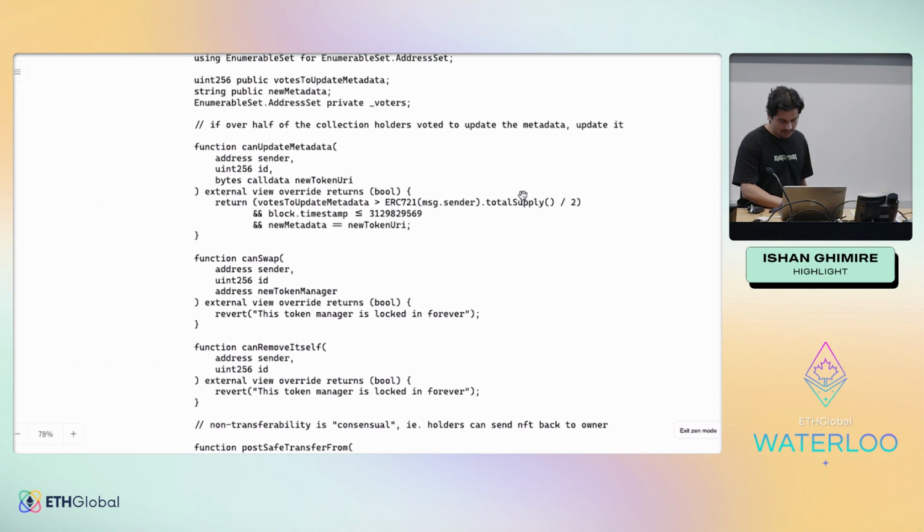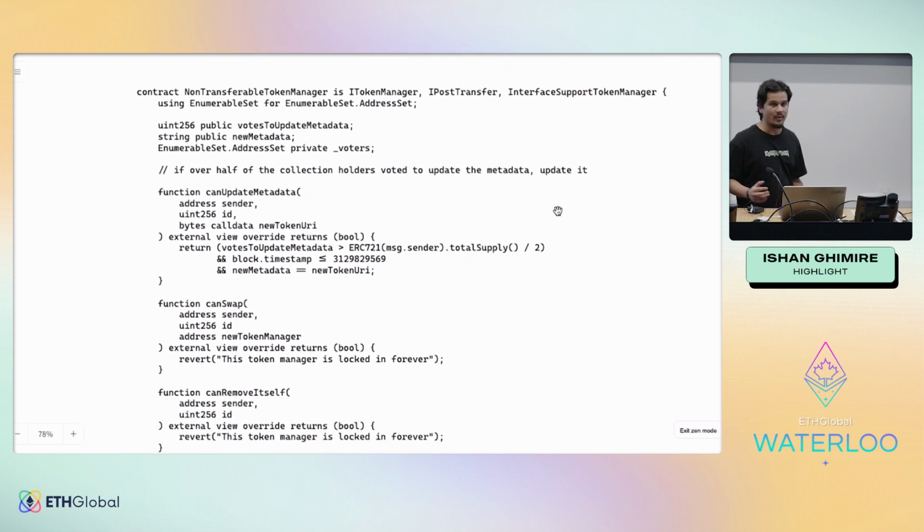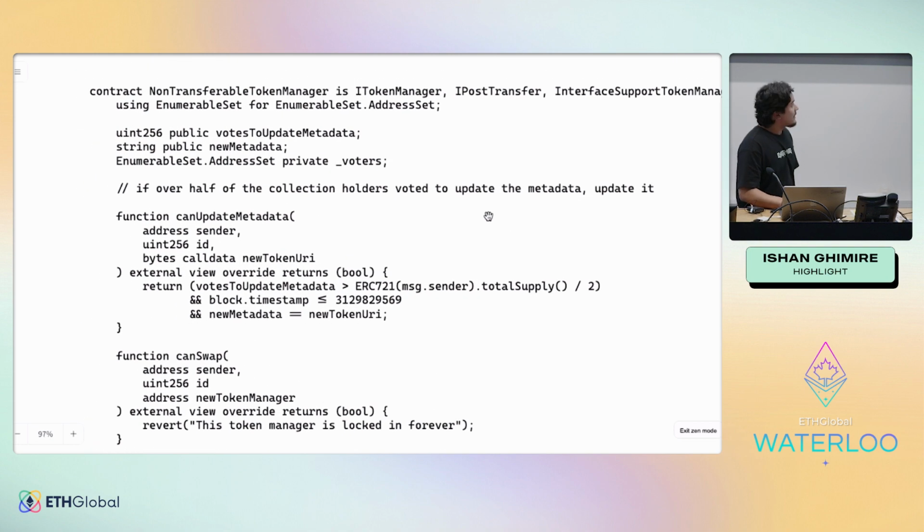So here's a really quick sample implementation of what a module looks like. This is Solidity, if you're familiar. I'll zoom in just because it might be a little small. For can update metadata, what this example implementation says is that if over 50% of the holders of the NFT want to update the metadata to something, they can. Also, they have to do it before a certain time. That timestamp is also an Easter egg. It's a Unix timestamp. I'll give the first one to figure it out some amount of something.